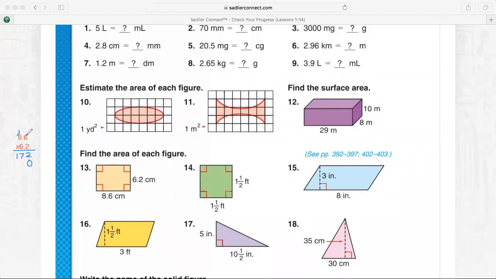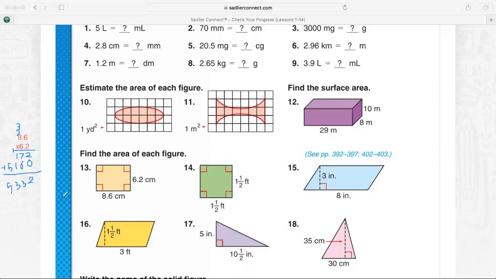6 multiplied by 6 is 36. 6 multiplied by 8 is 48. 48 plus 3 is 51. And I will add: 2 plus 0, 2. 7 plus 6, 13. 1 plus 1 plus 1, 3. 5 plus nothing is 5.